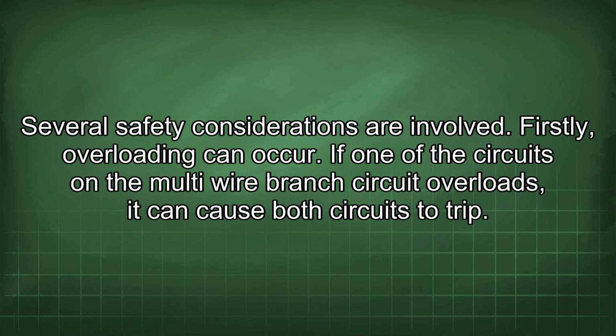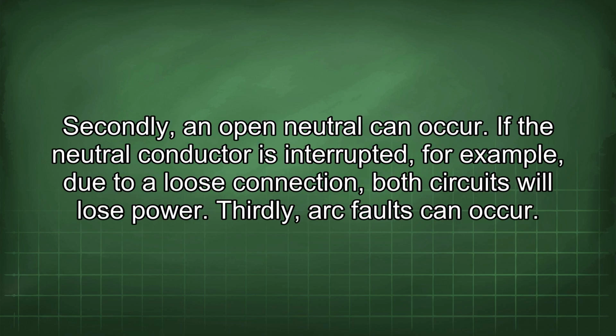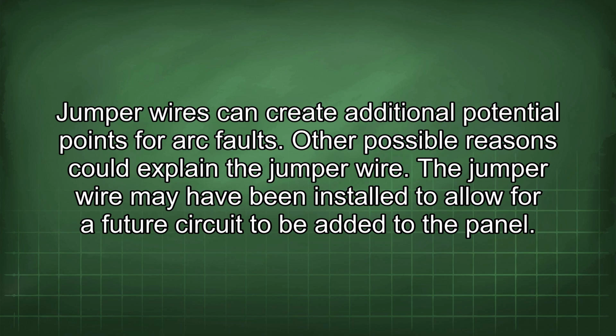Firstly, overloading can occur. If one of the circuits on the multi-wire branch circuit overloads, it can cause both circuits to trip. Secondly, an open neutral can occur. If the neutral conductor is interrupted, for example, due to a loose connection, both circuits will lose power. Thirdly, arc faults can occur. Jumper wires can create additional potential points for arc faults.